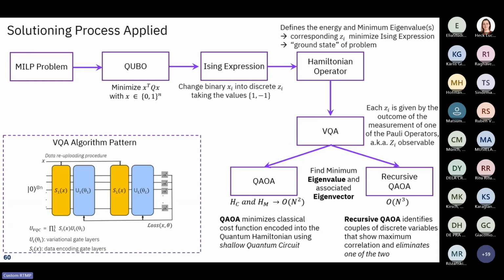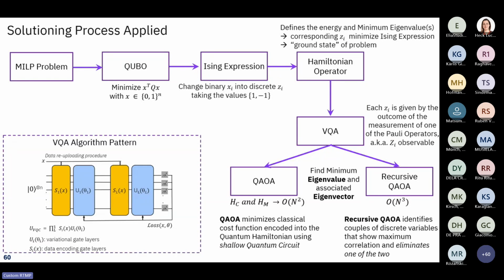I start at the top with the MILP problem. We transfer this into a QUBO problem, already addressed a couple of times today, a quadratic unconstrained binary optimization problem, in which you have embedded the constraints of the MILP problem so that you don't have any constraints anymore. You finish with variables that are binary. You express this as an Ising formulation in which you have values that can take 1 or -1, discrete values. These are transformed into a Hamiltonian operator.